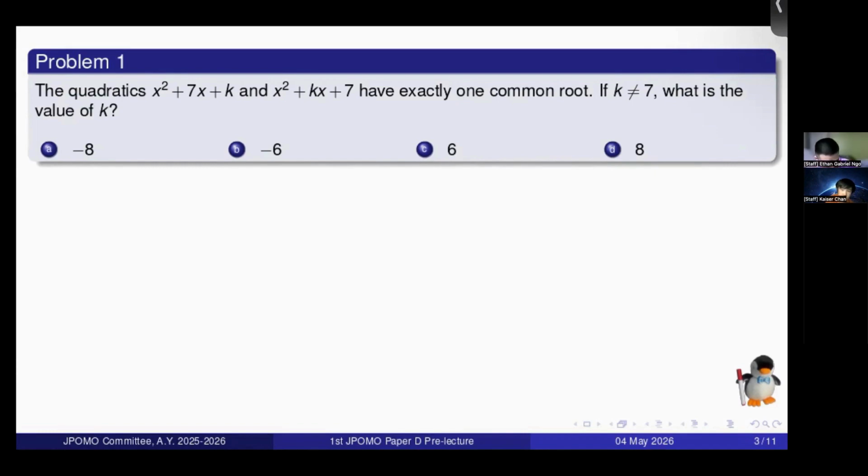Wait, can you say that again? Couldn't understand you. I say that if we get x squared plus 7x plus k minus x squared minus kx minus 7, we get x times 7 minus k minus 7 minus k. Not quite. I'm actually pertaining to the factorization based on the roots.